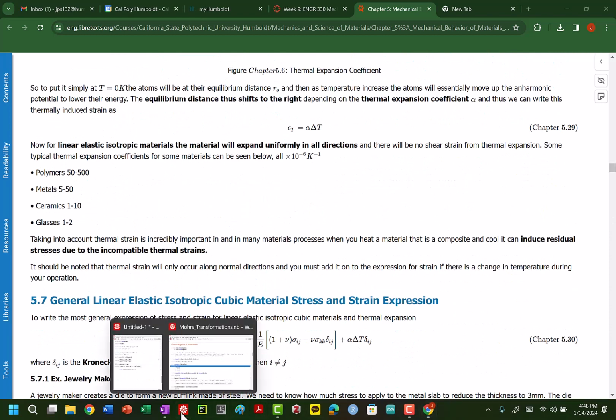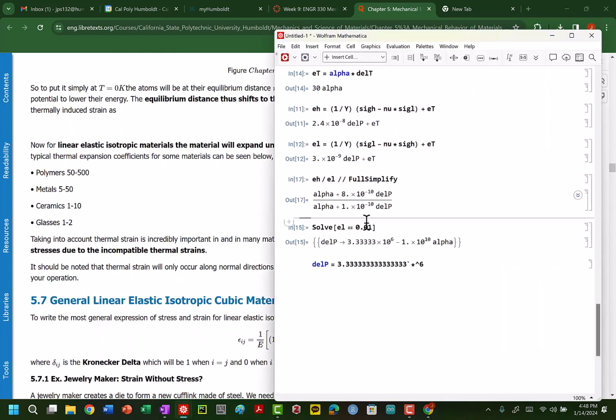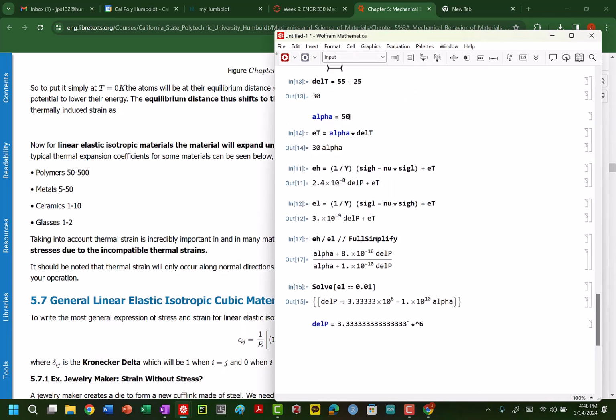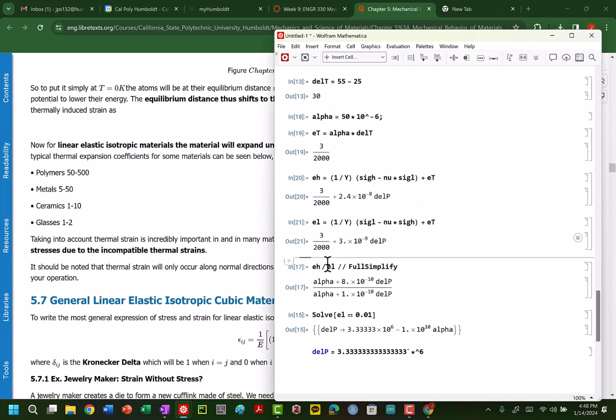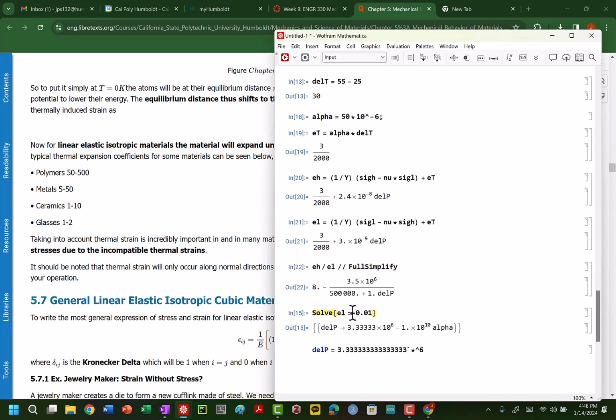So let's just say my alpha is 50. Let's say over here, let's say my alpha equals 50 times 10 to the minus 6. Get this right here. This is my ET. This is my EH. This is my EL. You can simplify those now. Oh, why isn't that simplified? EH, EL. Full simplify. EH divided by EL. Yeah, anyways. We can solve this.